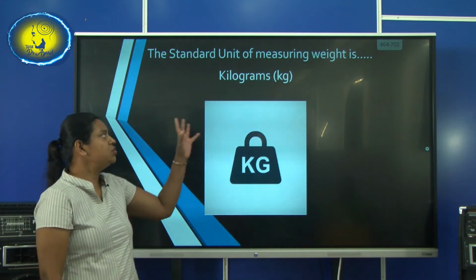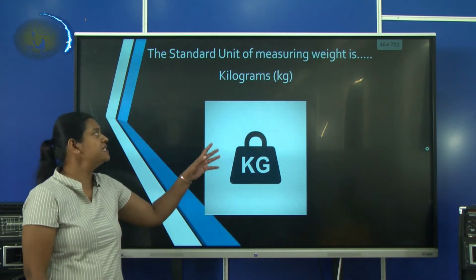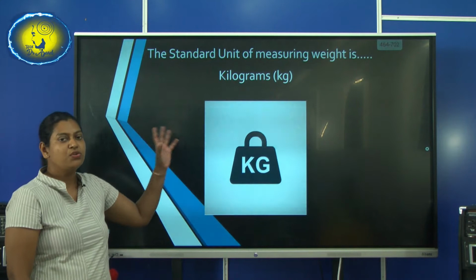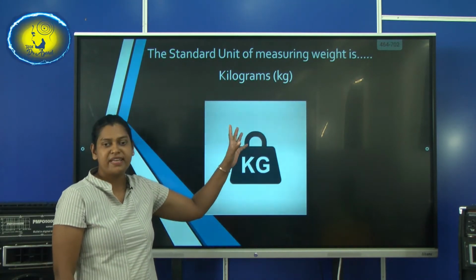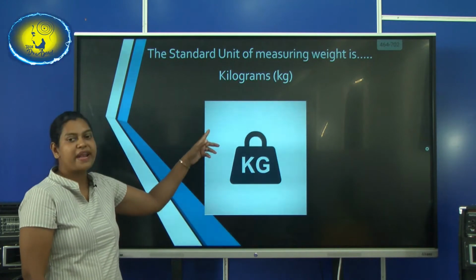The standard unit of measuring weight is kilograms. Do you know, children, what is the standard unit of measuring weight? It is kilograms.